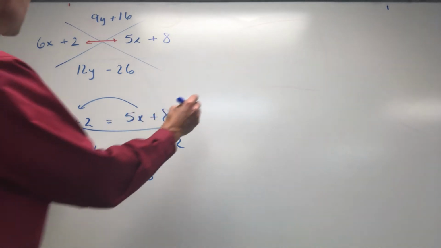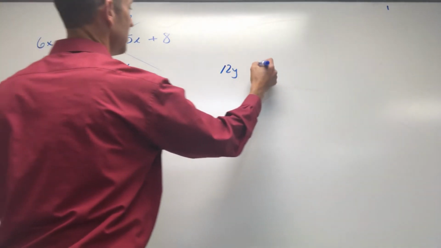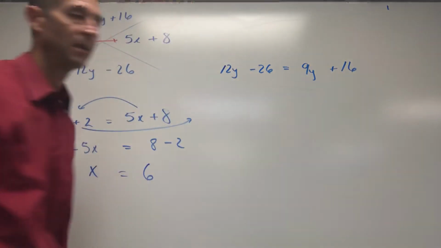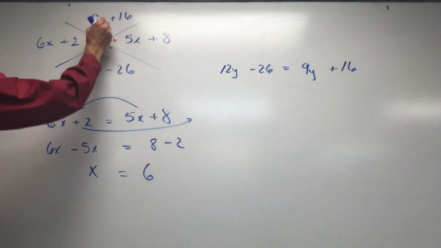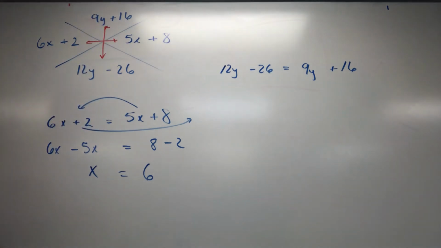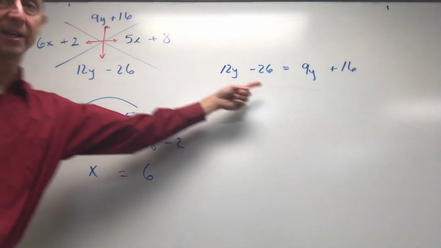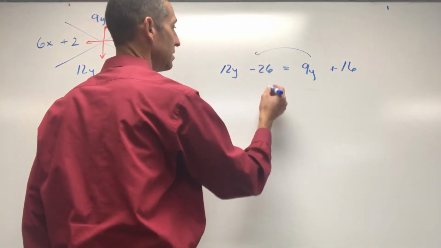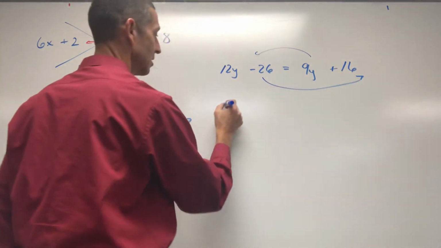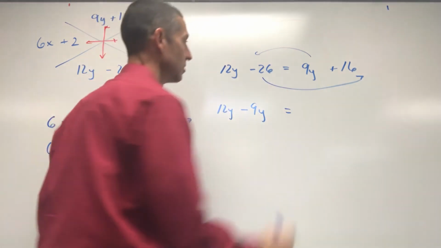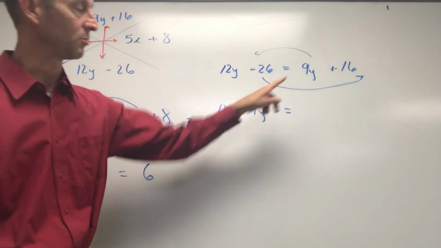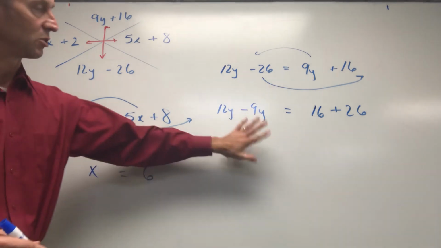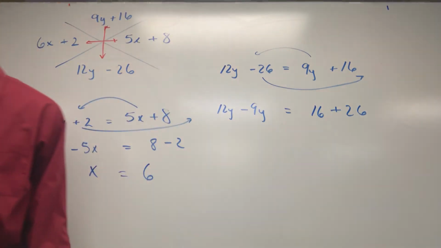Let's run the y's. So I've got 12y minus 26. I've got 9y plus 16. So same thing for the y's. They're opposite of each other. They're vertical angles. They set equal to each other. So we can get our y's together, numbers together. Be careful, this is a negative 26, so when you put it to the other side, you've got to add it over there. So get your y's together, get your numbers together.